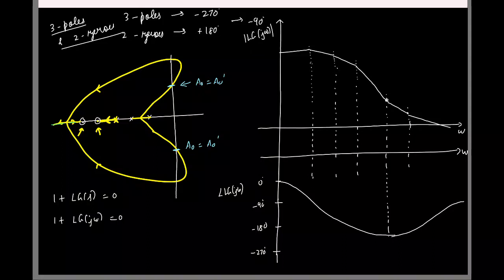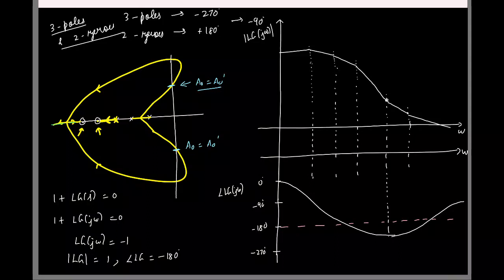Okay, as I was saying, let's focus on these points where I see that loop gain evaluated at a complex frequency is minus 1. So what can you say about the magnitude? 1. And what about the phase? Minus 180. So here, let's say this is the minus 180 degree line.